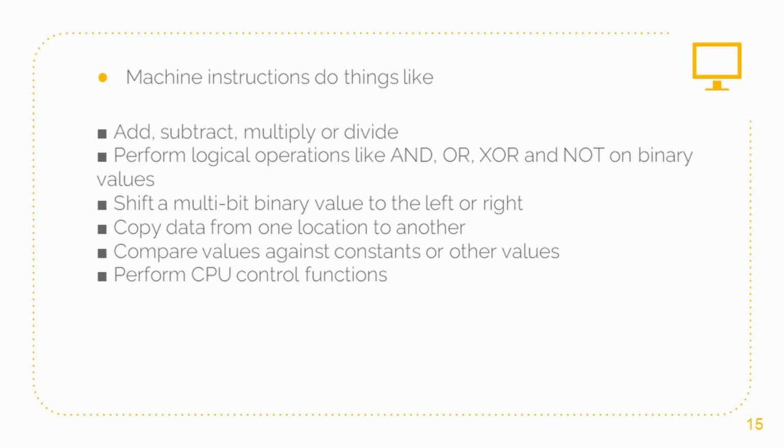5. Comparison instructions. Comparison instructions compare values against constants or other values and set flags or condition codes based on the result. This allows for conditional branching and decision-making based on the outcome of comparisons. 6. Control instructions. Control instructions are used to control the flow of program execution. They include instructions for branching to different parts of the program based on conditions, conditional branching, jumping to specific locations, unconditional branching, and performing subroutine calls and returns.